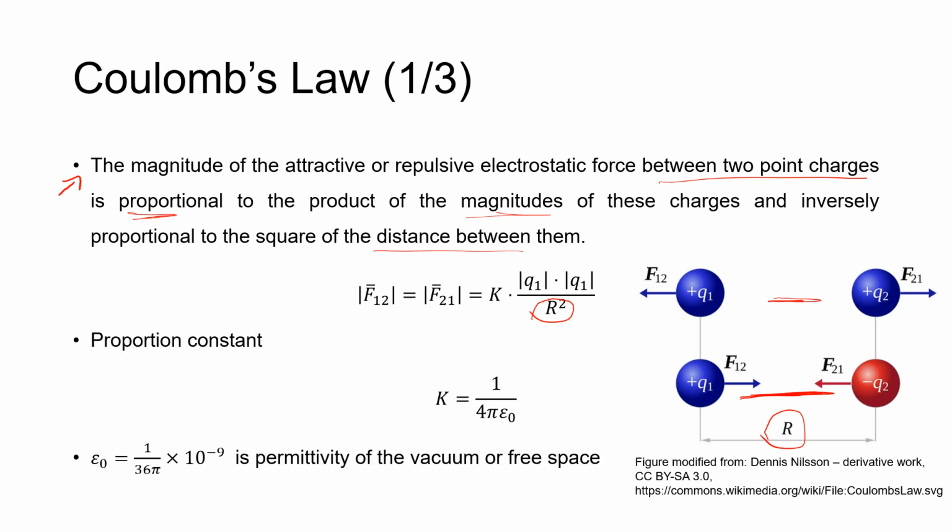Then we have the proportionality constant k, which is equal to 1 over 4 pi epsilon naught, and epsilon naught is simply the permittivity of the vacuum or free space, and it can be calculated as shown here.